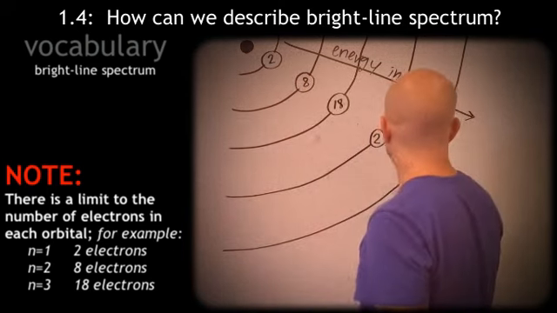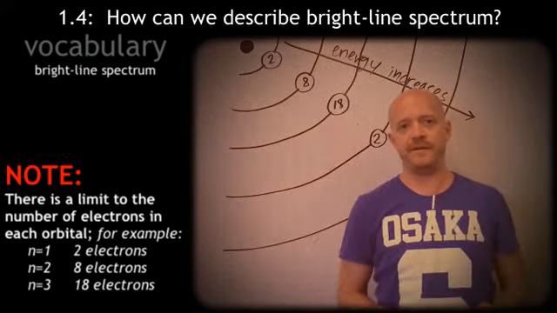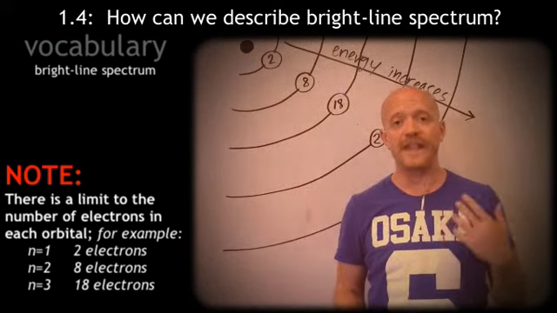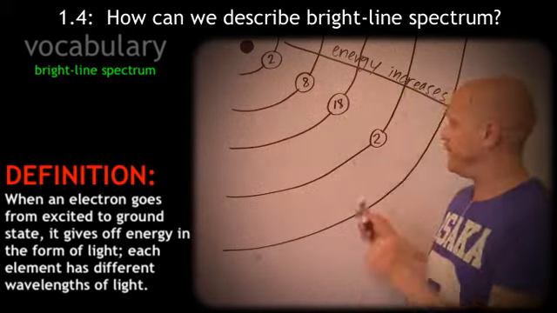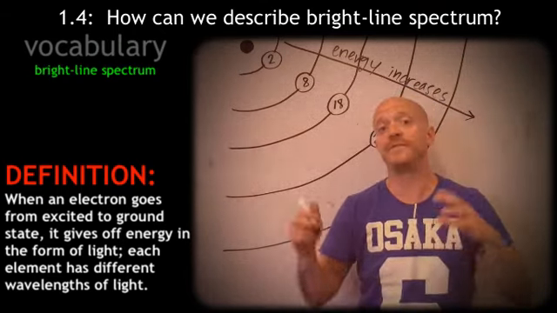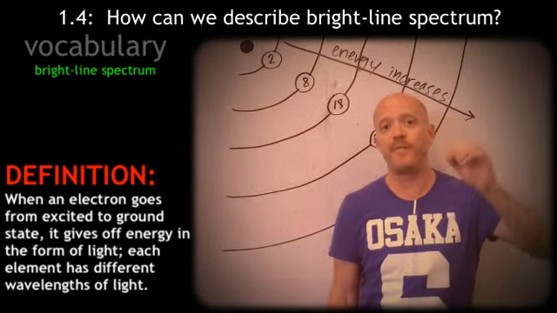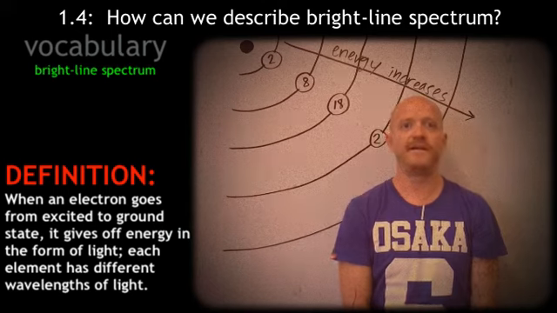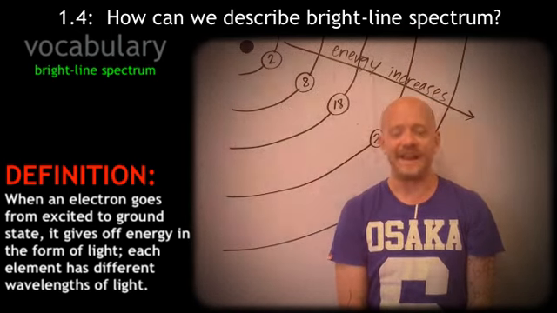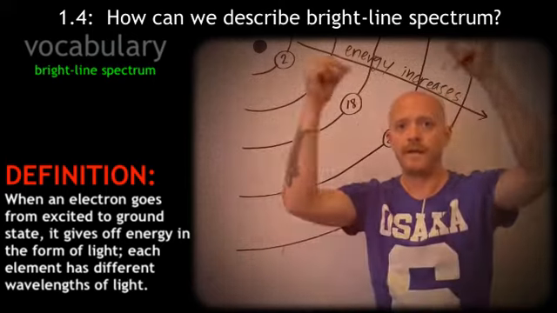And when it goes from excited to ground state, it loses energy, and that energy is given off in the form of light. Again, when an atom moves from excited state to ground state, it gives off energy in the form of light. Write that down. That is the answer to every single question dealing with bright line spectrum.